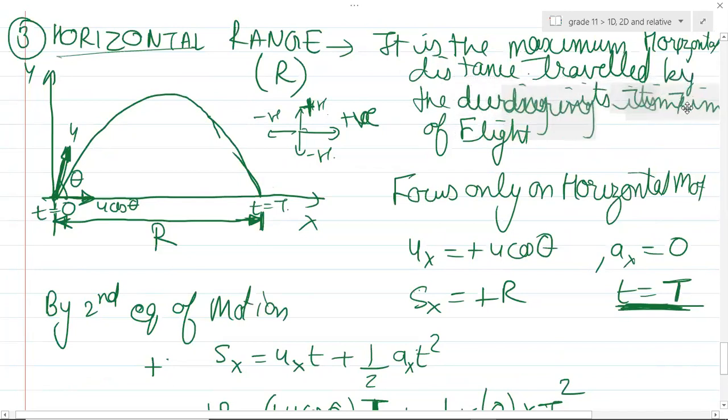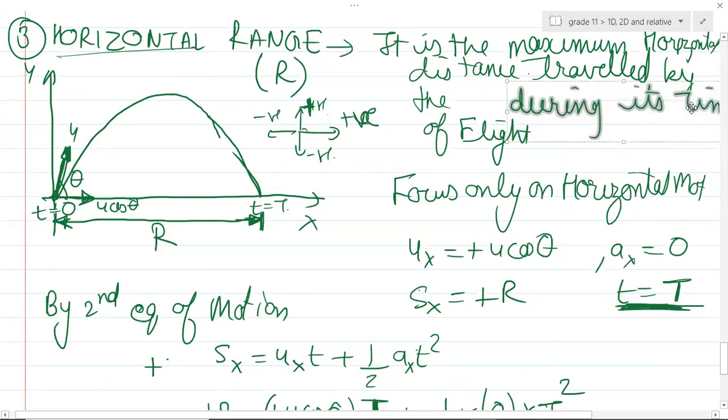Sir, why is this zero? Acceleration, because there is nothing to push or pull in the horizontal direction. There is no acceleration. The only acceleration was in the y direction, gravity. Initial velocity and acceleration are different, no? Yeah, I got it, sir. So could you scroll down?